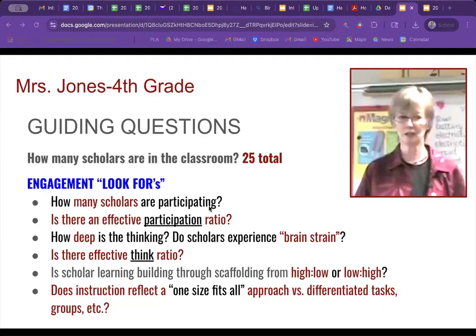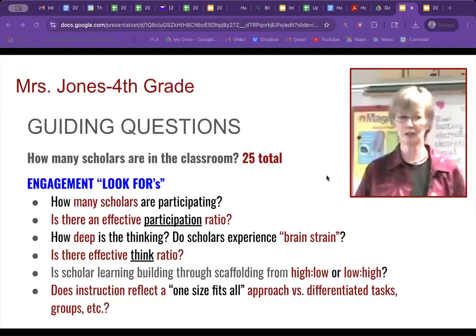All right, so make sure you have your note-taking sheet that you created earlier. Just a reminder again, there are 25 scholars, and you are going to be trying to answer these questions through the notes that you are taking from the video of this classroom. Any questions on what you're doing? So you'll be recording what the teacher's doing and what the scholars are doing. And as a reminder, you will be looking for these things. When you're done, you want to be able to answer, was there an effective participation ratio? How many scholars were participating? Is there an effective think ratio? All right, so these questions.